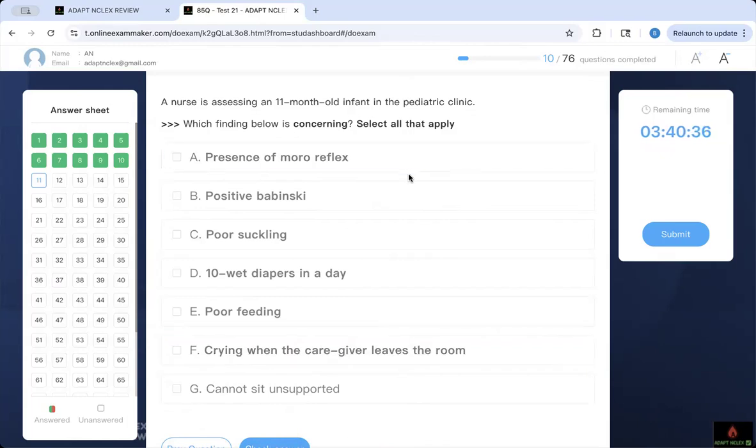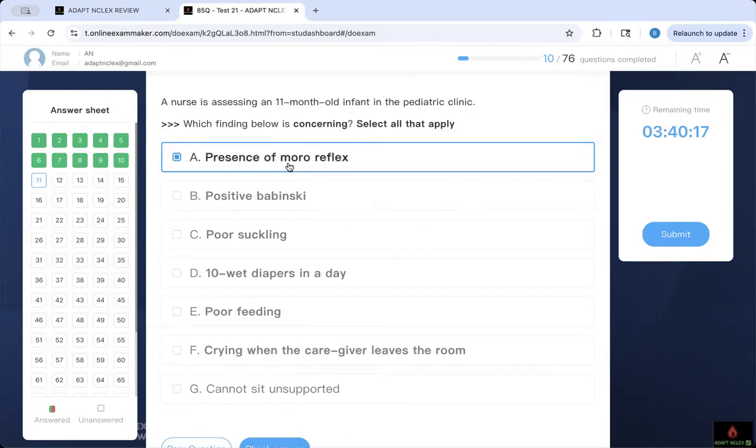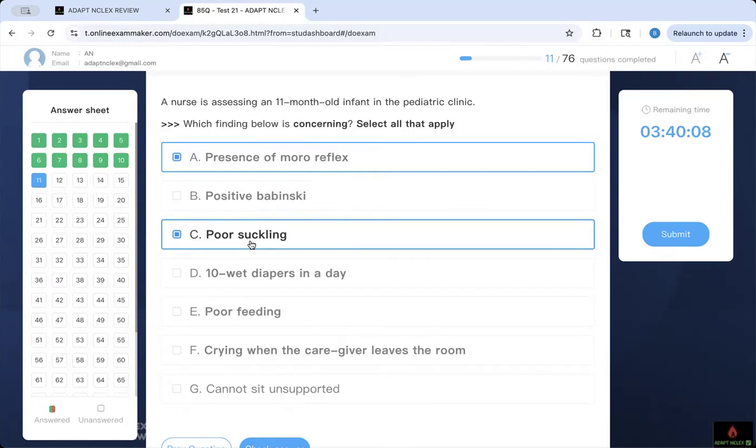Presence of Moro reflex in an 11-month-old. Should this be there? When does it go? Do you think it should be there? It says concerning. After 3 months, it should be gone. If we still have it there, I'm worried about it. Babinski can take up to 12 to 15 months. That's okay. Cycling, you should be cycling well.